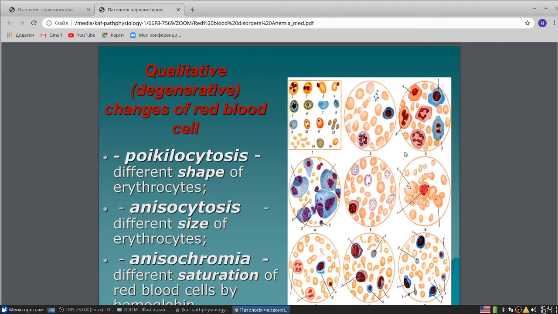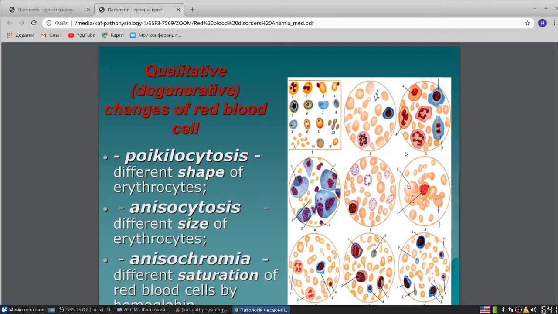What does poikilocytosis mean? Poikilocytosis is different shape of erythrocytes. For example, it can be ovalocytes, spherocytes, sickle cells, target cells. Some anemias manifest themselves through the appearance of specific pathological forms of erythrocytes, which serve as a diagnostic sign, a diagnostic test.